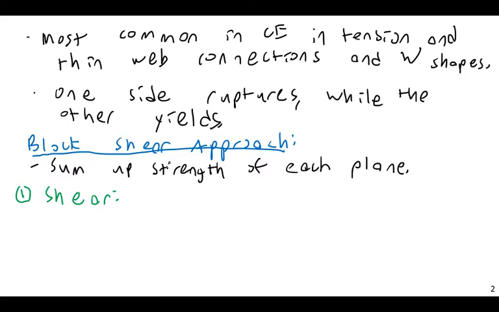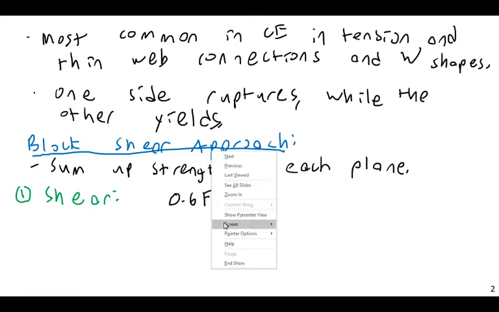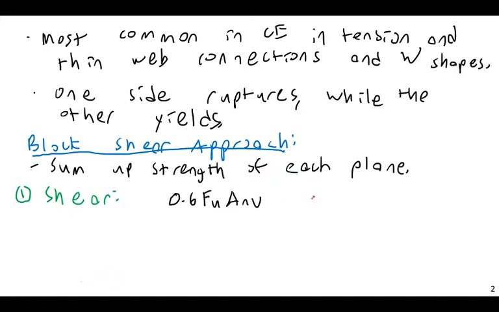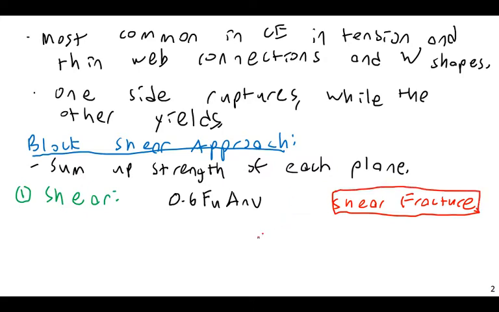So we're going to have 0.6 F_U A_NV. Let me annotate this, or let me not cover that up while I annotate it. And here, first let me label this as shear fracture. So this is shear fracture. So we're going to be calculating both shear fracture and shear yield.